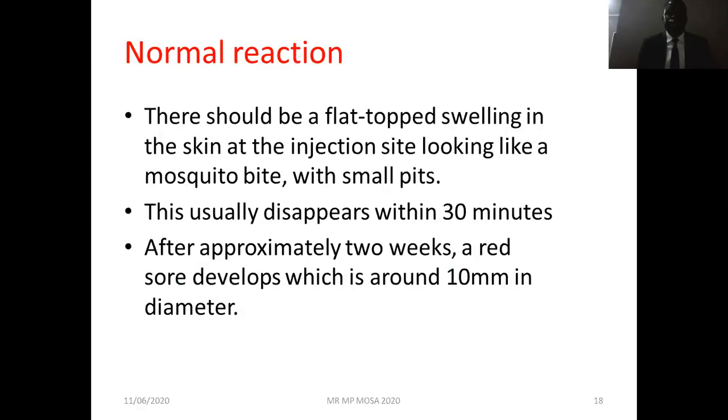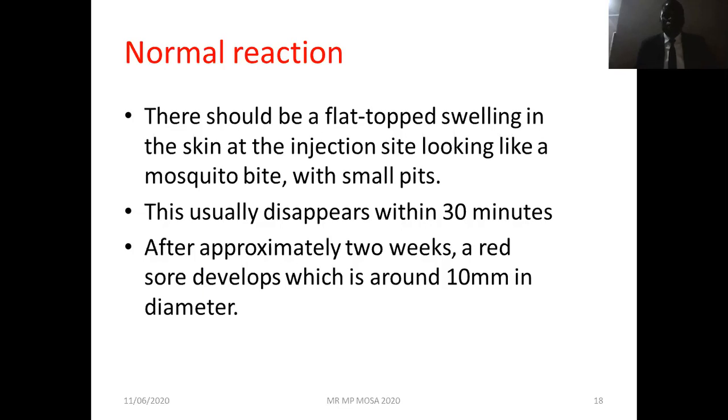Let us look at the normal reaction after reconstitution. There should be a flat topped swelling in the skin at the injection site, looking like a mosquito bite with a small pit. So we're saying when someone has received a vaccine, and when this vaccine has worked efficiently, there should be a mark which will look like someone has been bitten by a mosquito. It simply means that the vaccine has worked well. If you don't have that mark, it simply means that the vaccine didn't work well and you need to repeat it. This usually disappears within 30 minutes.